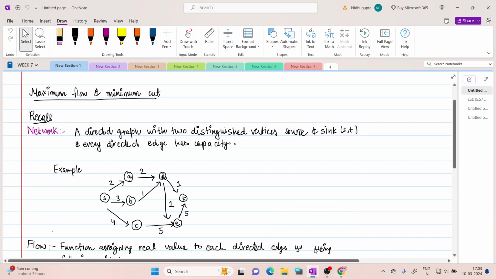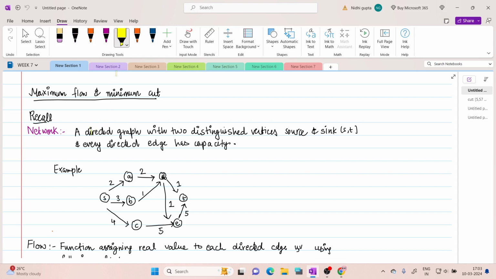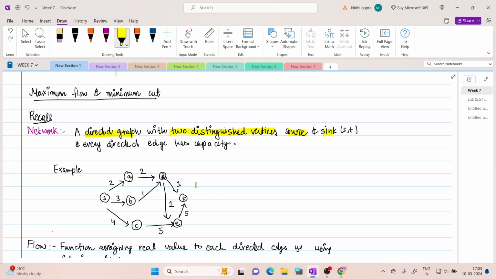All the edges did not have any direction, but in this lecture, when we are calling a network, this network is a special kind of a graph. First of all, it is a directed graph. That is, every edge has some direction. Secondly, it has two distinguished vertices, which are source and sink. The source vertex is denoted as S, the sink vertex is denoted as T.